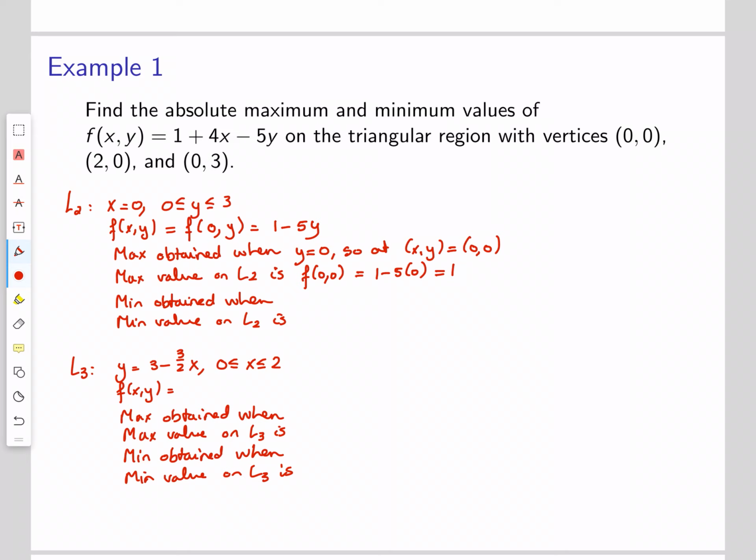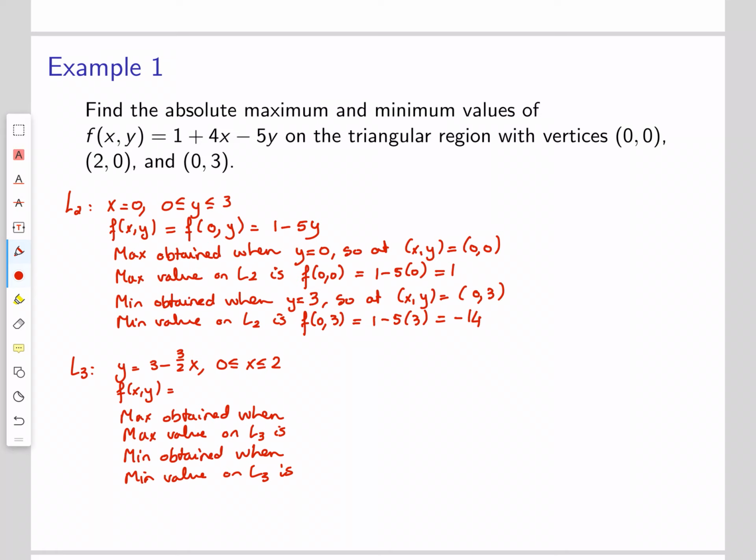Similarly, the minimum is obtained when y is equal to 3. So at the point (x, y) = (0, 3), and the minimum value is then f at (0, 3), which is equal to 1 minus 5 times 3, which is minus 14.